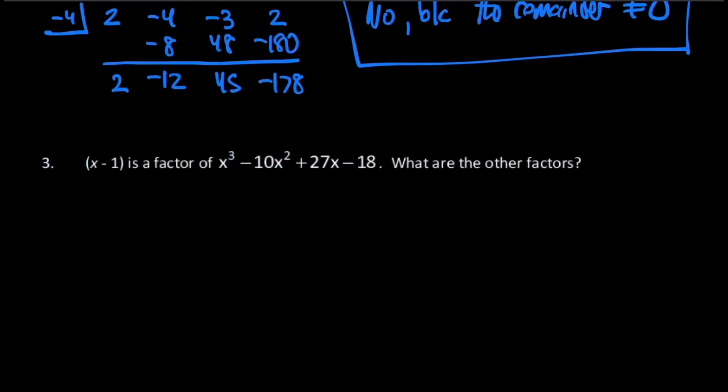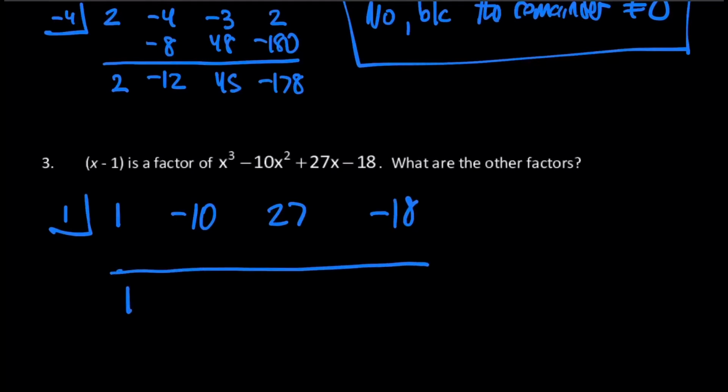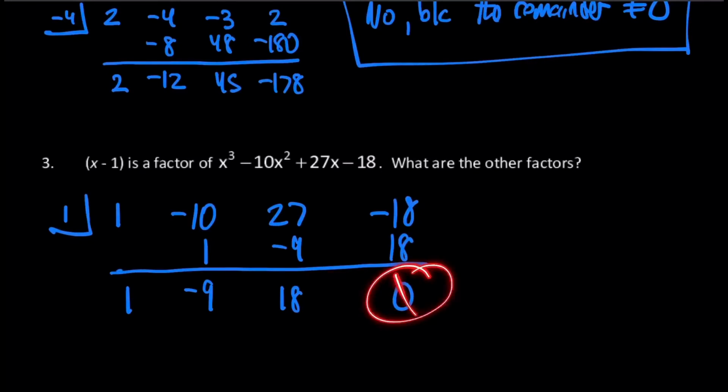Our third problem. It says x minus 1 is a factor of x cubed minus 10x squared plus 27x minus 18. What are the other factors? The quickest way to do this is to use synthetic division to get our depressed polynomial. So 1's going to go in the box. My coefficients are going to be 1, negative 10, 27, negative 18. Here's the process. Bring down, multiply, add, multiply, add, multiply. Now I'm expecting 0 here because it says it is a factor, so that's good.